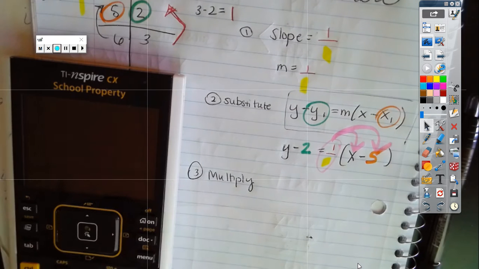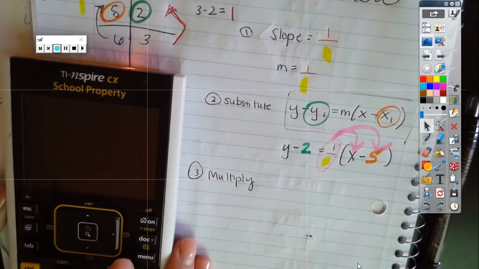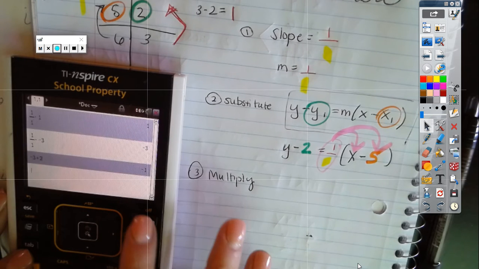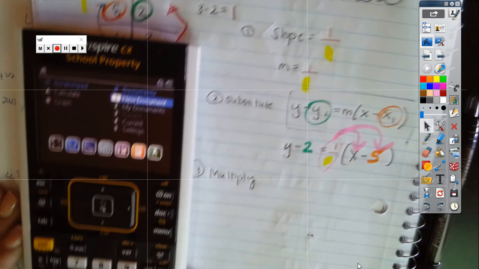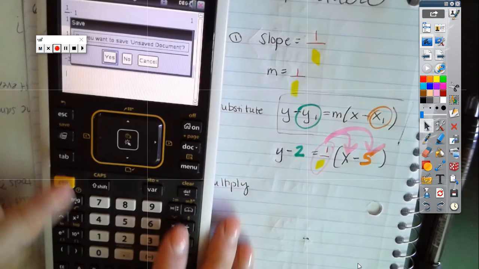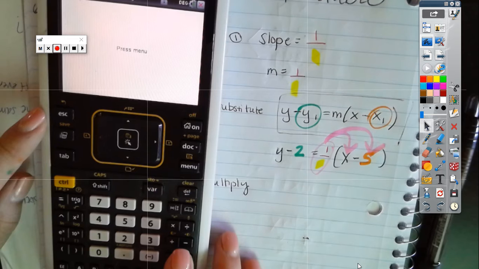Alrighty, so hopefully most of you have calculators now. Turn this bad boy on. Press the home button, press escape. If you want to go back to what you were working on, then you would press 4. If you want to do a new one, you'd press 1. No, thank you. I don't want to save.